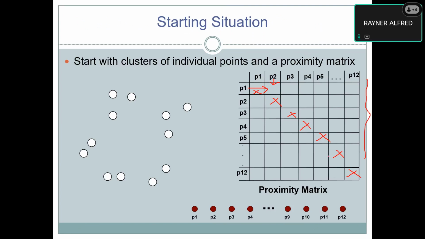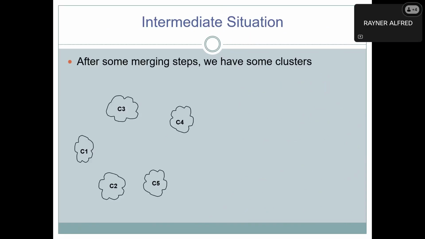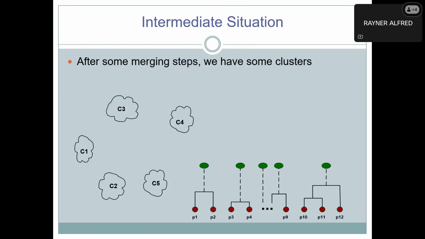So for example, if we have P3 and P4, they are the smallest value here. That means we are combining P3 and P4. Now I have 11 clusters instead of 12. Okay. So for example, if we have gone through a few phases of this, basically we have this. This cluster is formed based on the 12 documents that we have.